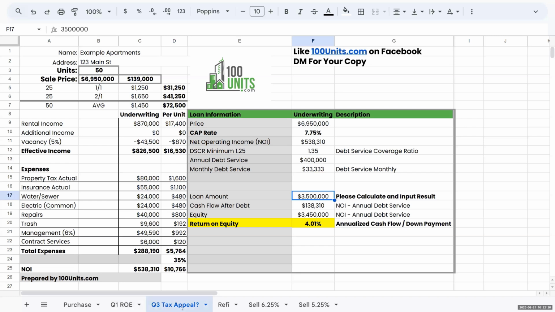I picked Q3 because that is when in Florida our property tax bills come out, and it's time to look at, hey, should we go and appeal our taxes based on a current valuation? So that's why I picked Q3 to do another analysis of the property. And it's going to be roughly the same thing: actual taxes, actual insurance, and we have come to a valuation of the property. Here's the actual loan payoff, cash flow after debt service, and then equity and return on equity.